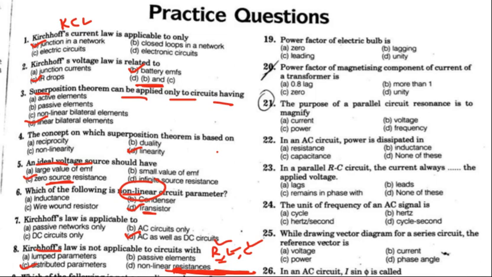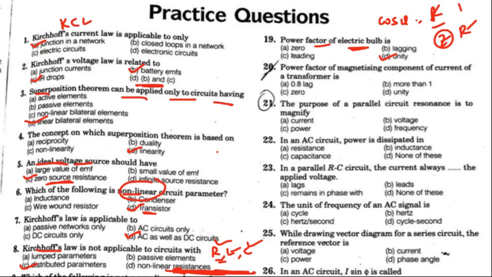The power factor of an electric bulb is unity. Why? Because an electric bulb is a resistive load. The previous question we also discussed the same, that is power factor cos phi equals R by Z. In case of an electric bulb, it is a resistive load, so the total impedance becomes resistance only. So cos phi equals 1, so unity. D is the correct answer.